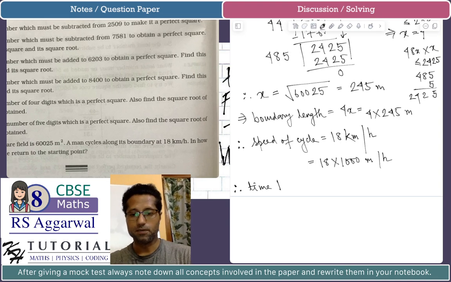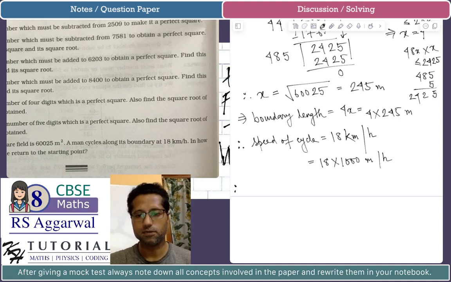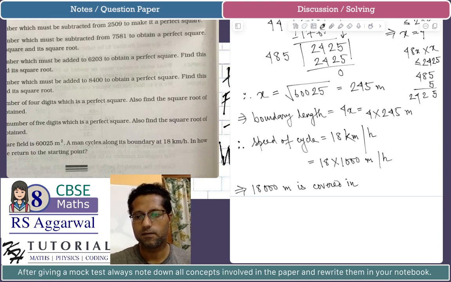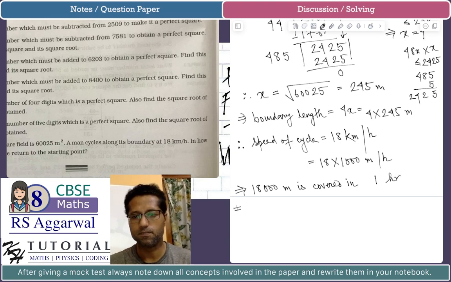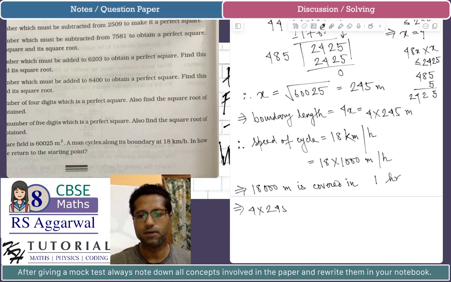So this implies the speed of the cycle is this. This implies that 18,000 meter is covered in 1 hour. So this implies the boundary of the square field is 4 into 245 meter.